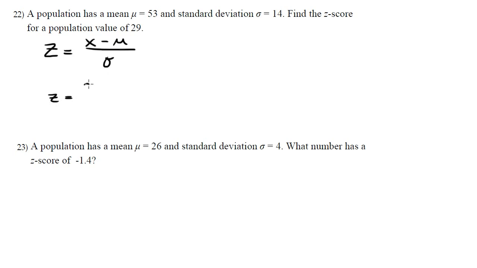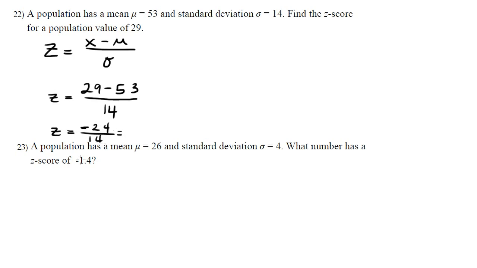My x value is 29 minus my mean, 53, over sigma, 14. So Z equals 29 minus 53. That's negative 24 over 14.